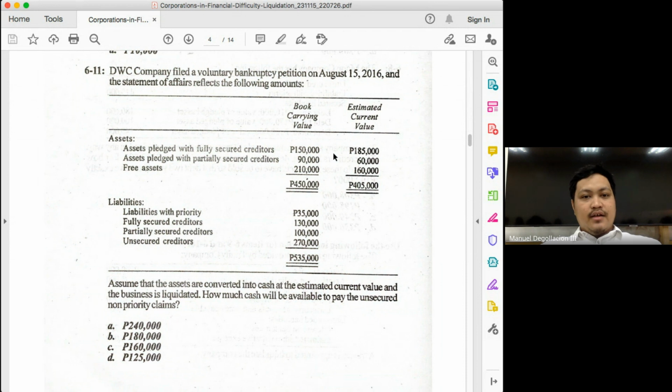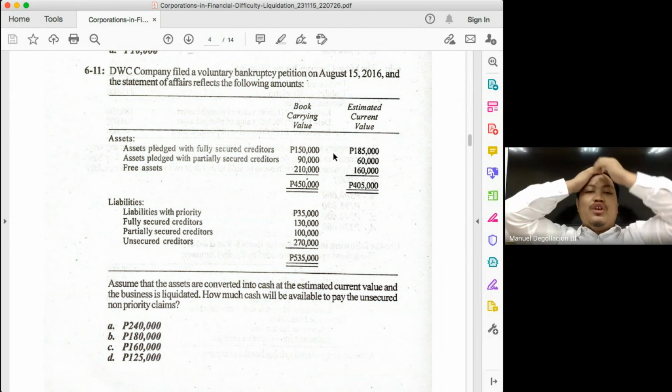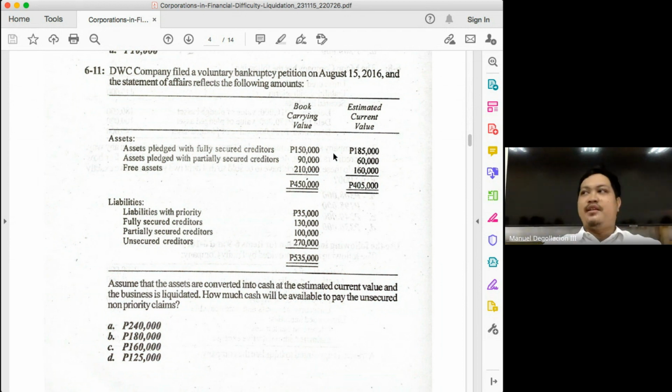And then, for assets pledged with partially secured creditors, which valuation is relevant here? The 90 or the 60? The 90,000 or the 60,000? 60,000. Okay, ignore the book value for your assets. And then for your free assets, which one is relevant here? The 210,000 or the 160,000? 160.